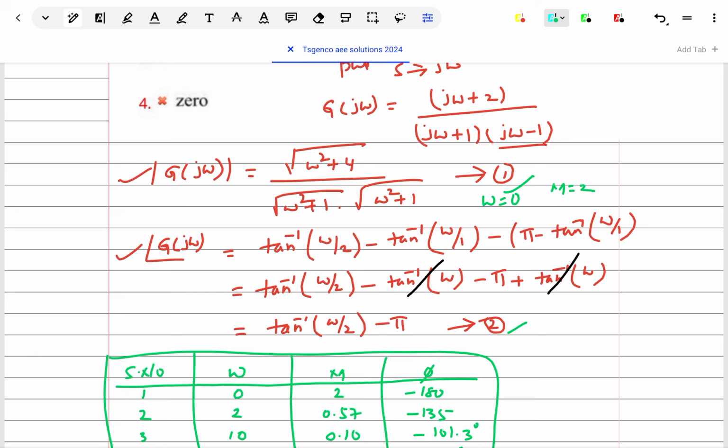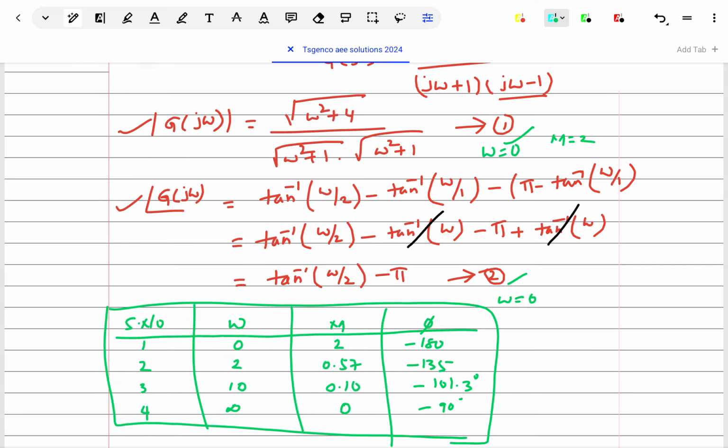Similarly, when omega equals 0, substitute here, what will you get in this case? Tan inverse of 0, minus pi. Tan inverse of 0 is 0 only. 0 minus 180 is nothing but minus 180 degrees. So that's what I have written here. Similarly, if you substitute omega equals infinity, at that time the magnitude is 0 and the phase angle is minus 90 degrees.